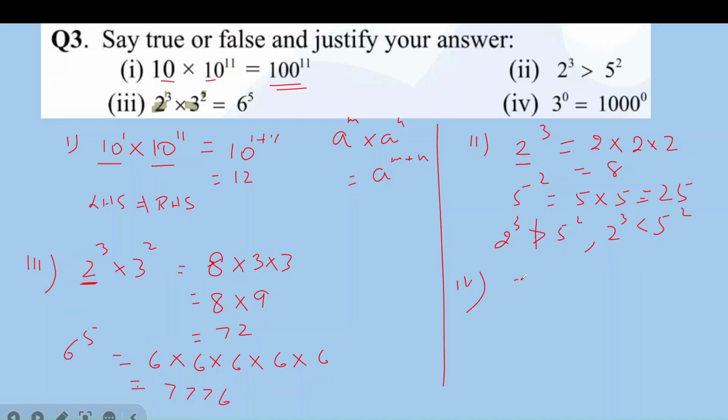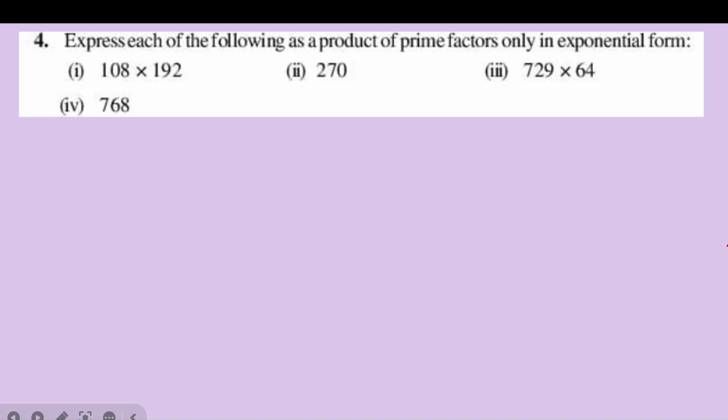Now question number 4, it is 3 raised to the power 0. You know that any number raised to the power 0 is always equal to 1. So this is true. Do mention whether they are true or false, because they're asking for an answer. Here it is also false, so mention whether true or false.